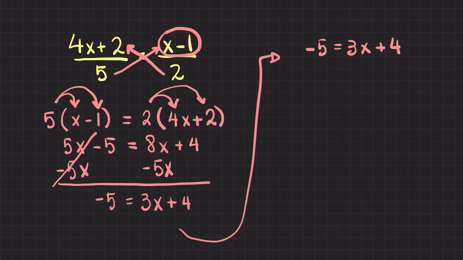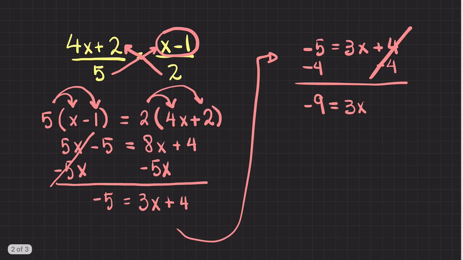So now, in order to leave x by itself, I need to get rid of the 3 and the 4. This is just a two-step equation because I need to get rid of these two numbers. As always, the question is, do I start with the 3 or do I start with the 4? I always start with the one that is farthest away from my variable, which is the 4. So again, opposite operation, negative 4 on both sides. And on the left side, I have negative 9 equals 3x because the 4 cancels each other.